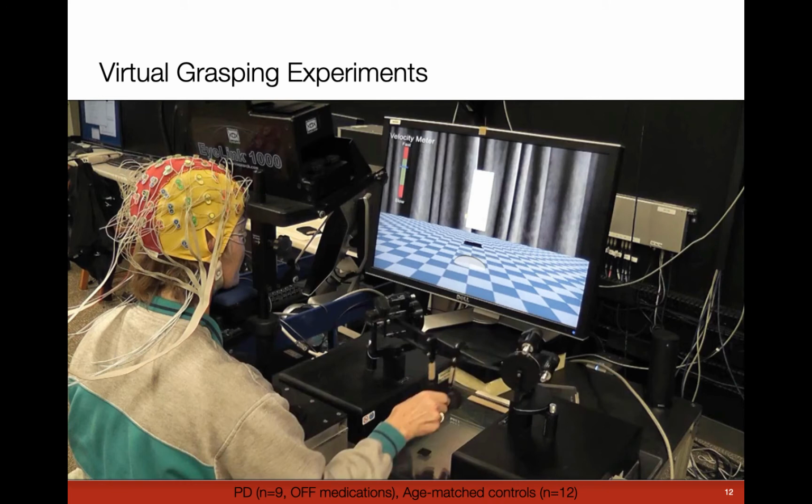In this virtual grasping experiment, subjects sat with their thumb and index finger attached to a pair of phantom robots that allowed for high-precision motion capture and haptic feedback. In addition, subjects had their eye movements and cortical activity recorded using an eye tracker and a high-density 64-channel EEG system.